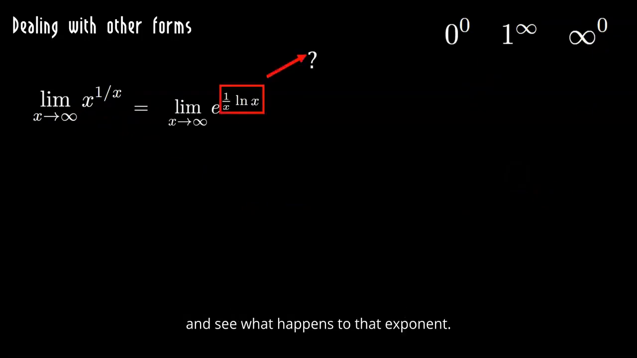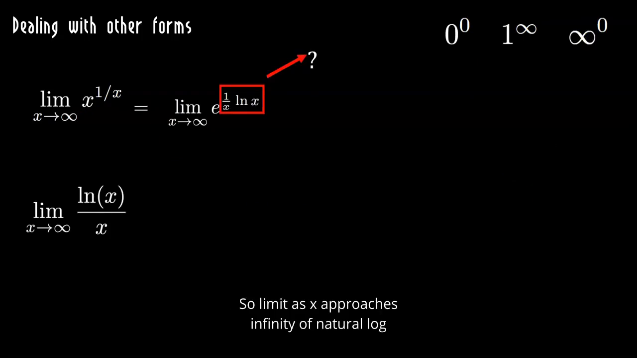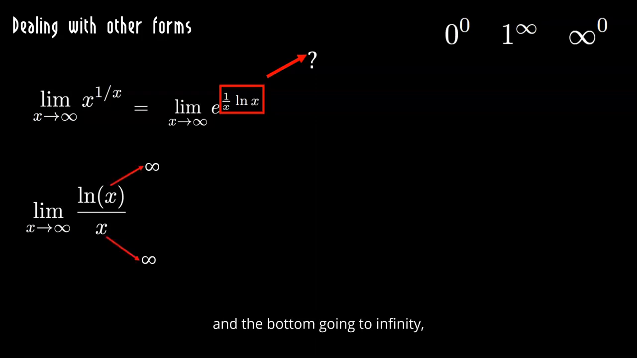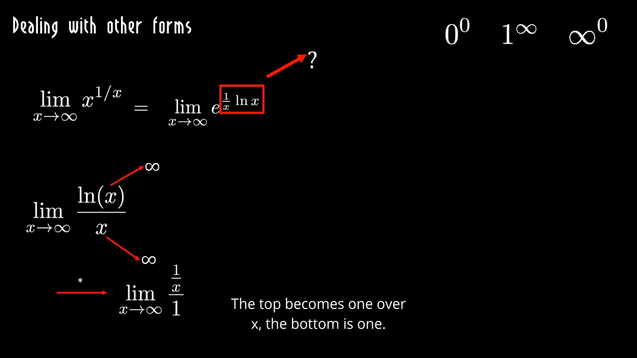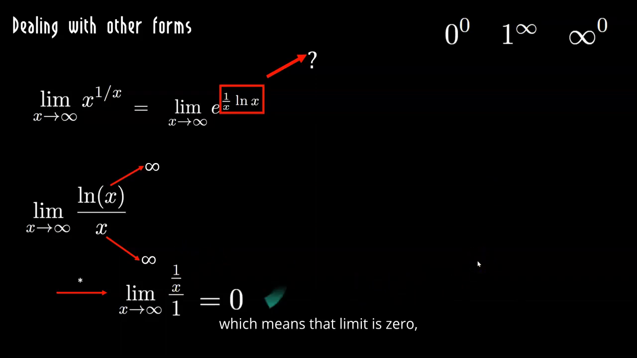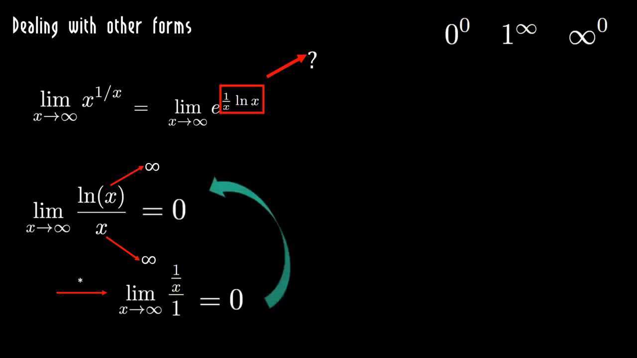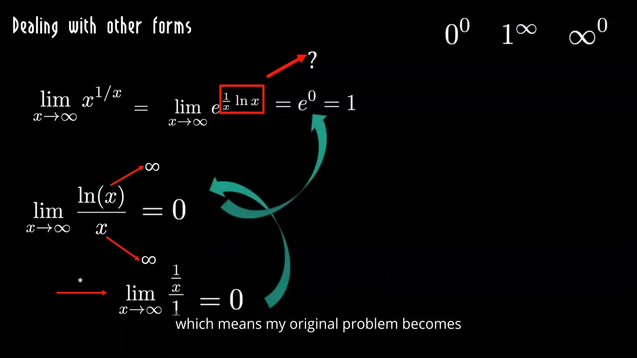So the limit as x approaches infinity of natural log of x over x, I have the top going to infinity and the bottom going to infinity, which means I can L'Hopital it. The top becomes 1 over x, the bottom is 1. Now I can plug in 1 over infinity is 0, which means that limit is 0, which means my original problem becomes e to the 0, which equals 1.